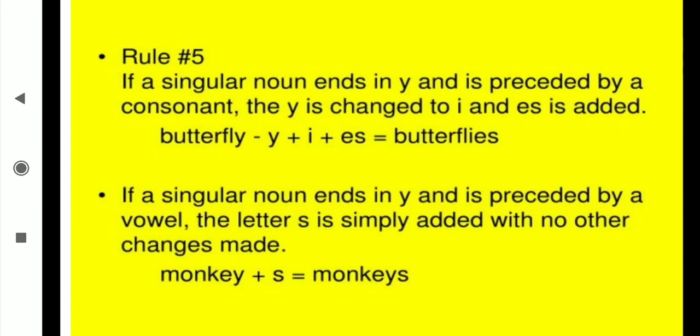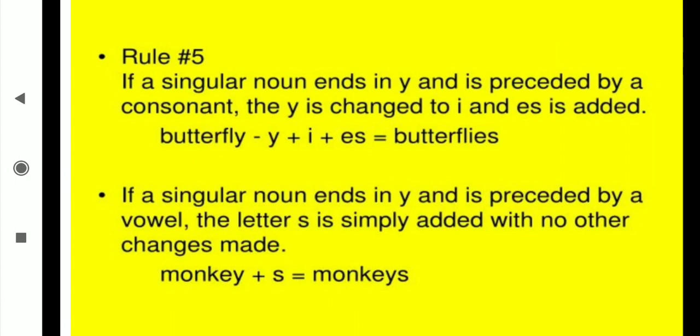What is the next rule? If a singular noun ends in Y, what is it ending? It is ending with Y, and is preceded, now preceded means followed, by a consonant. If on the backside of Y a consonant is coming, then that Y we are converting firstly into I, and then we are joining ES to make it plural.